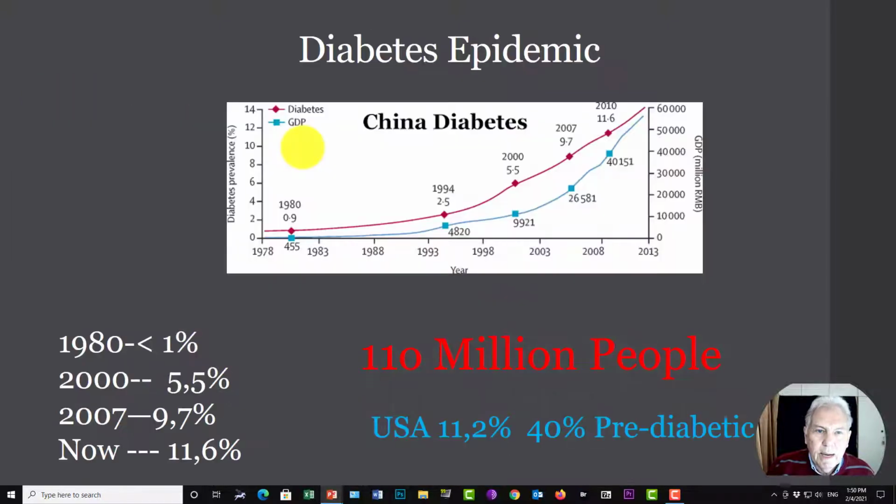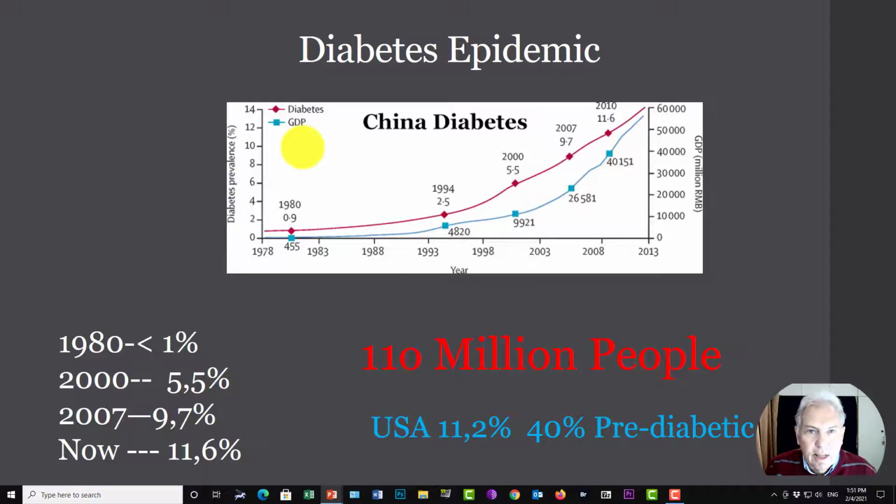Diabetes has become an epidemic in just one generation. No, actually it's become a pandemic. And if you look at this graph of China, you can see that in 1980, 1% of Chinese had diabetes. In 2000, it was 5.5%. In 2007, it went up to 9.7%. And now 11.6% of the Chinese population have diabetes. That represents 110 million people.